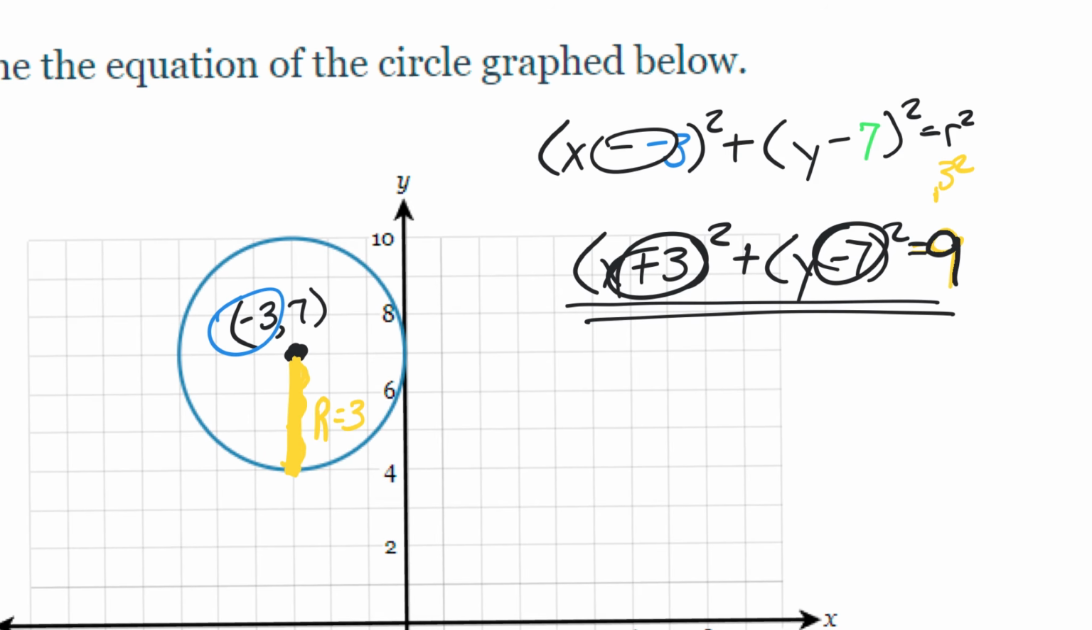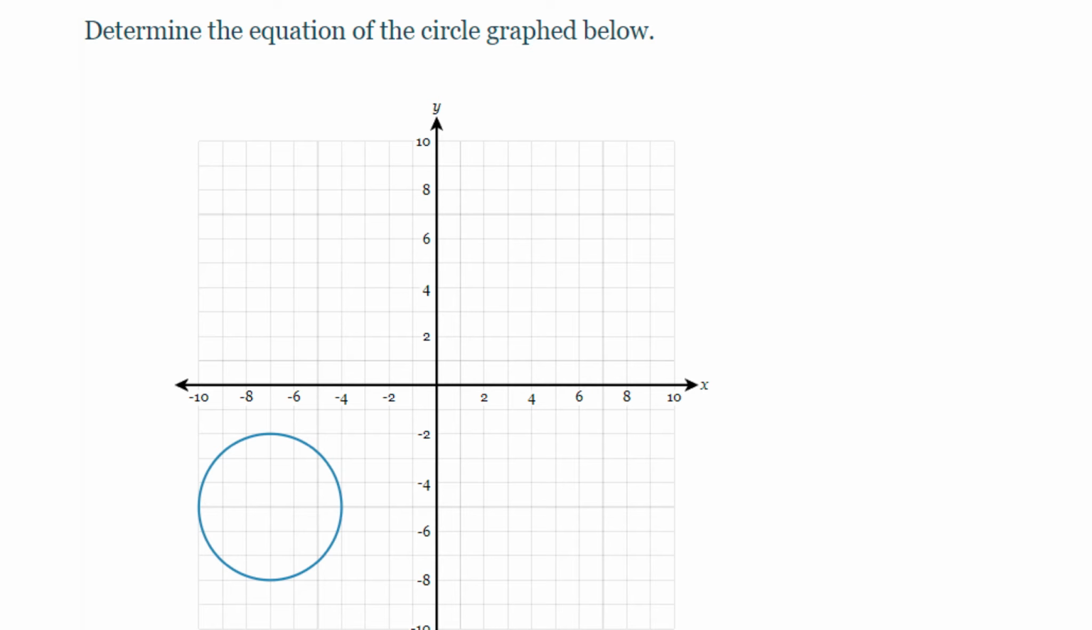Let's take another look at another example. So we can see our circle is in the third quadrant here. Again, the first thing we need to identify is the center of the circle. And then we are also going to look for the radius. We are sitting at (-7, -5). And our radius is over 1, 2, 3. So we have another circle that has a radius of 3.